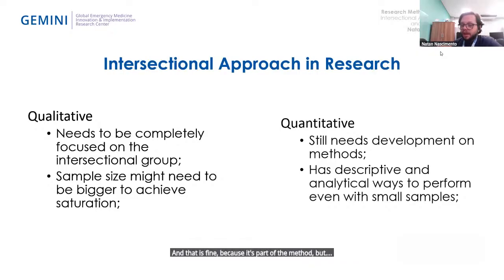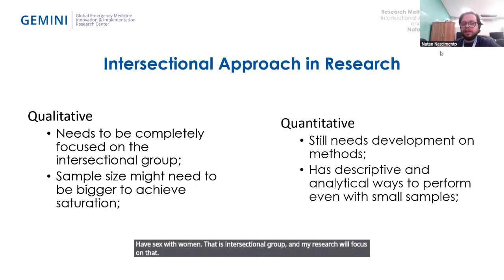But with that, we sometimes do not or cannot create clusters in qualitative analysis when we do an intersectional approach. So if we want to compare different lived experiences among white women and Black women, we will need a bigger sample size. Otherwise, we will need to focus solely on the intersectional group. So Black women that have sex with women. That is the intersectional group, and my research will focus on that. So that is a qualitative approach.